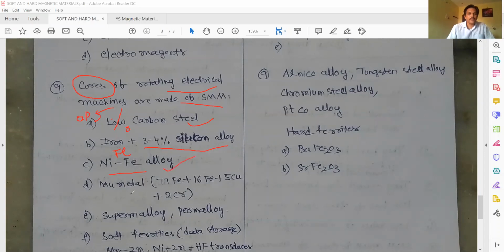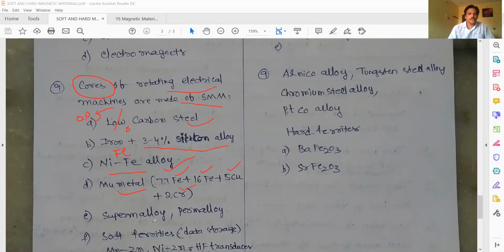Nickel iron alloy, Mu metal. Mu metal means 77% is iron, 16% is iron, 5% is copper, 2% is chromium. So I'm using this mixture called Mu metal: 77% iron, 16% iron, 5% copper, 2% chromium.